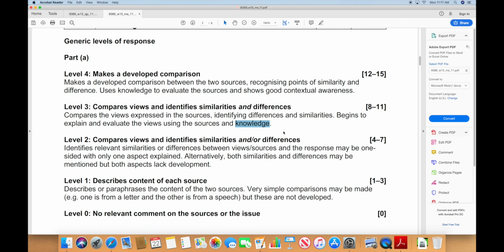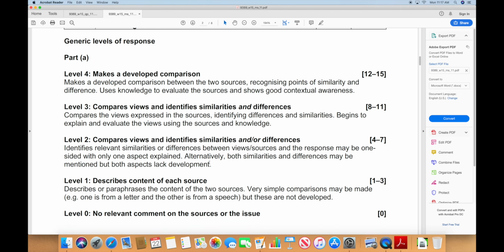Now, another thing I want to point out with talking about level 3 is if you look at level 2 here, which is not passing, it compares views and identifies similarities and or differences. So if you only talk about similarities or differences in the paper, even if you write a phenomenal paper, you're only going to get a max of 7 points for it because you have to do both.